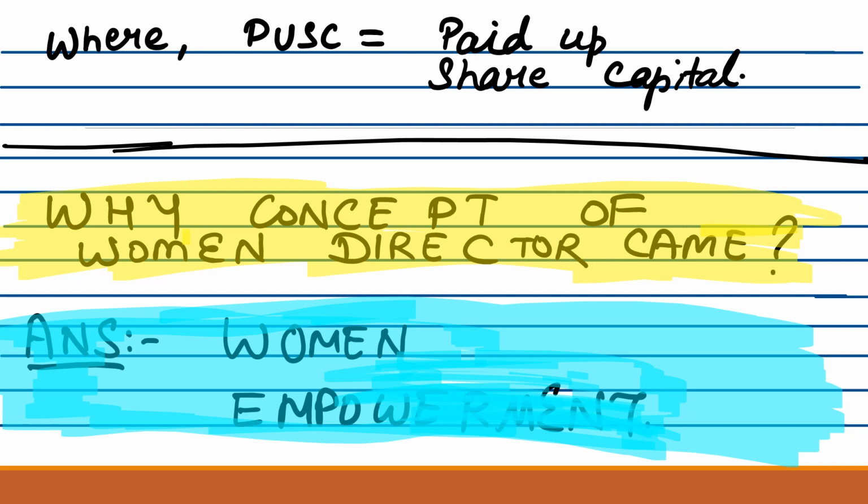Now comes the question why the concept of women director came. So the simple answer is women empowerment, because in earlier times, before this regulation, there was no women director in the board and it was not felt necessary to keep the women director. But it was thought that in order to raise the power of women and to make them self-sufficient and self-reliant and to keep them at par with men, the concept of women director came into force.